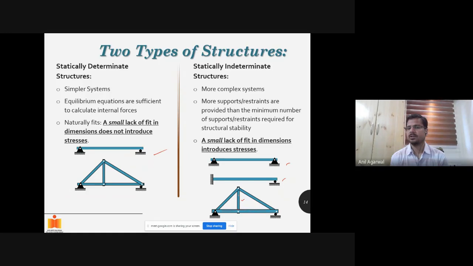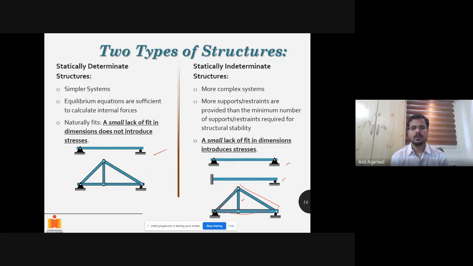If this bar is slightly longer than what is required geometrically, then how will you accommodate it? You can make the entire truss first. This beam you can place, these two members you can place. Then you try to fit this member in place, and it won't fit because it is slightly longer. So all you can do is either bend this beam or stretch these two members. Either way, you are introducing some stresses.